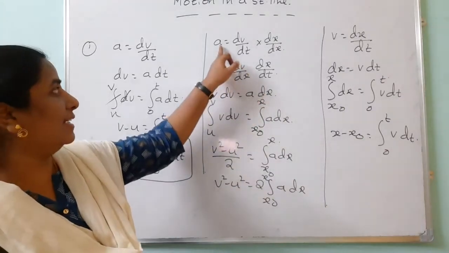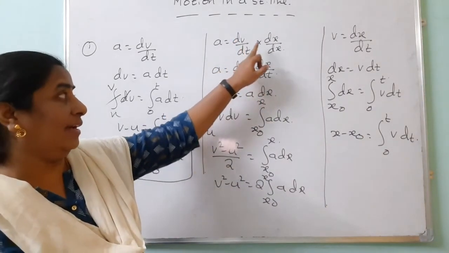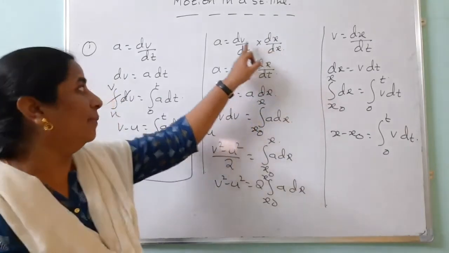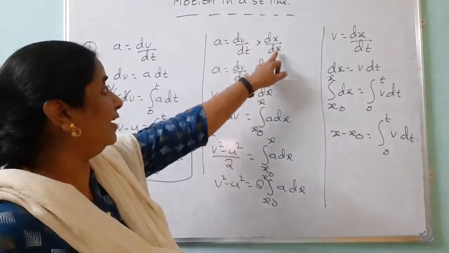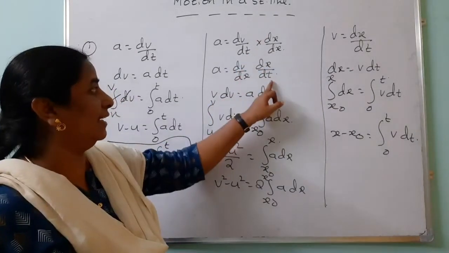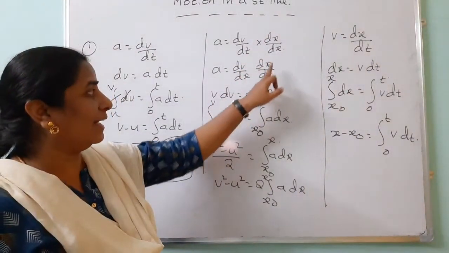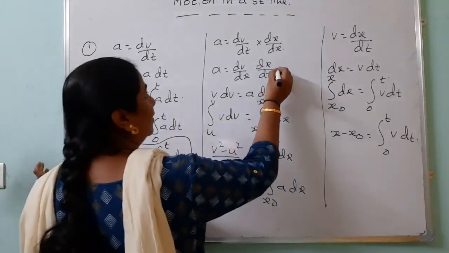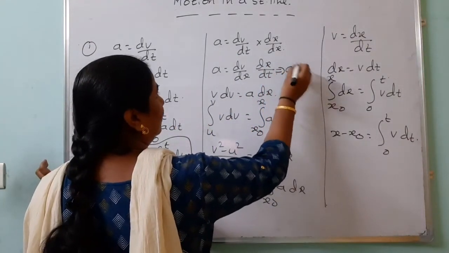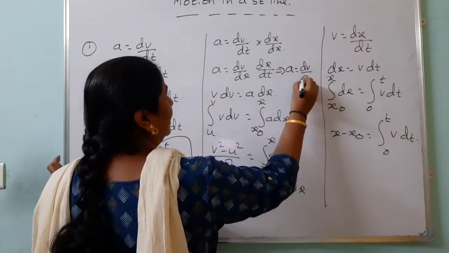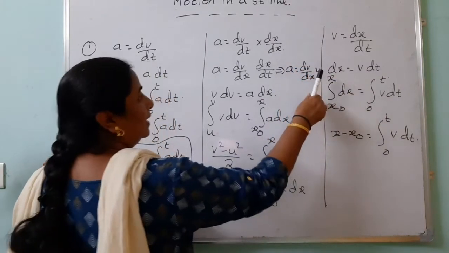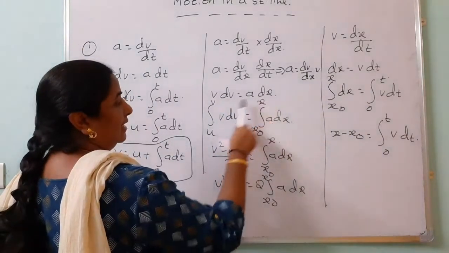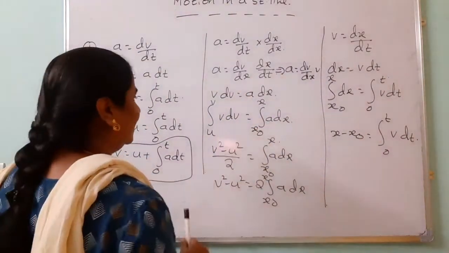Look, acceleration is the rate of change of velocity, but here we are multiplying and dividing by dx. Then it should be a equals dv by dx into dx by dt. But instead of dx by dt, the rate of change of displacement is nothing but velocity. So we can write a equals dv by dx into v. Then v dv is the LHS and a dx is the RHS. Then on both sides we take the integration.